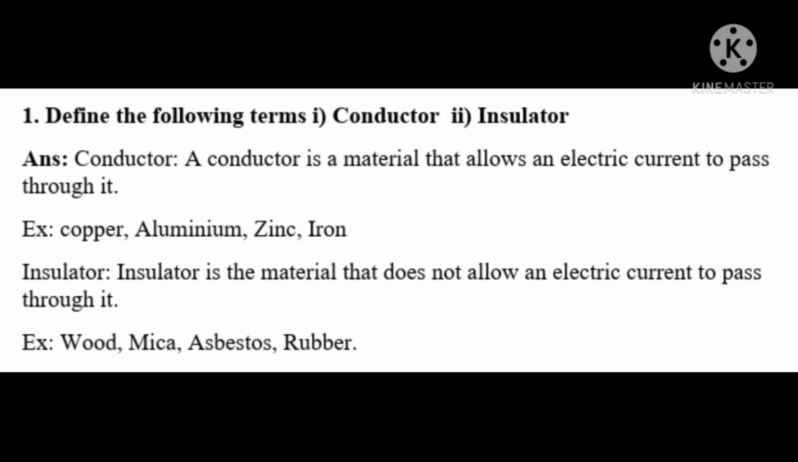Next one, insulator. An insulator is a material that does not allow an electric current to pass through it. This is just the opposite of a conductor. A conductor allows an electric current to pass through it, but an insulator does not. Examples: wood, mica, rubber. These are examples of insulators.